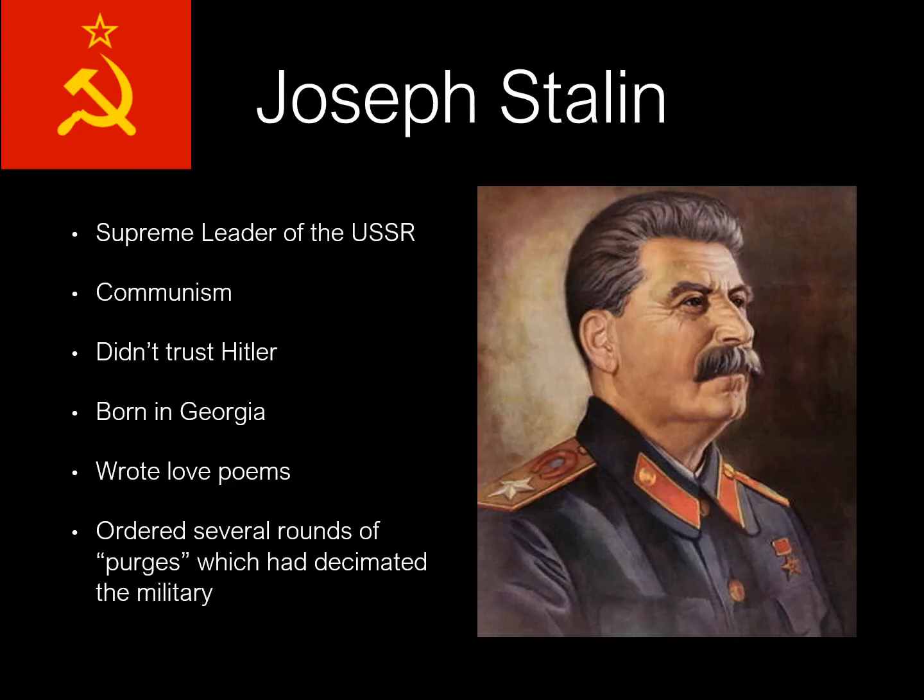Joseph Stalin, the leader of the Soviet Union, was a communist, on the extreme left wing of the political ideology. And while he did not trust Hitler, he still signed the Nazi-Soviet pact for various reasons. But like Hitler, Stalin was not born in Russia. He was born in a small town in Georgia. He wrote love poems, but Stalin had many rounds of purges which decimated the whole military hierarchy and the military structure. He was paranoid to the absolute extreme.